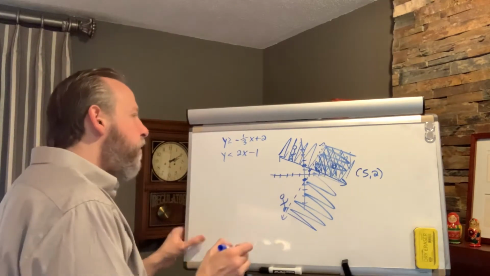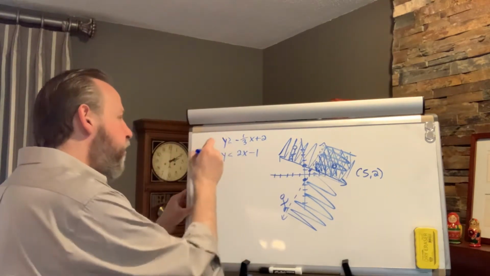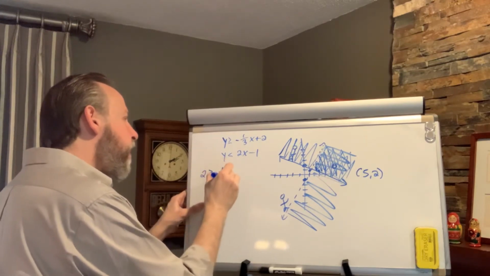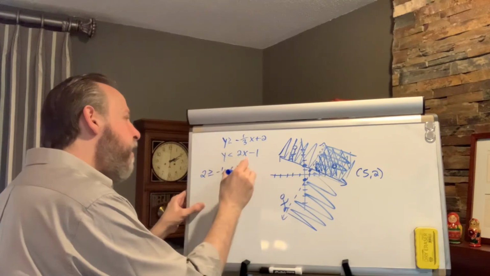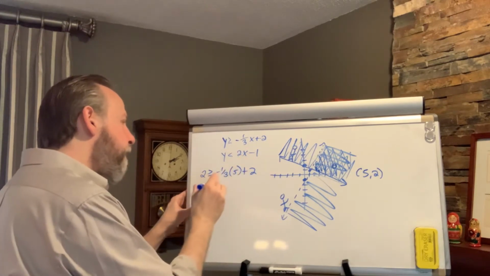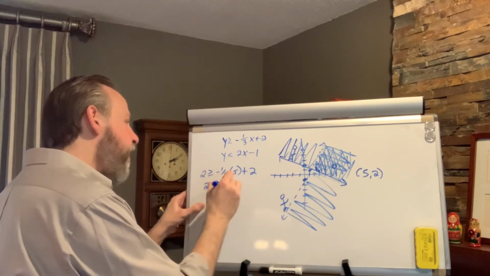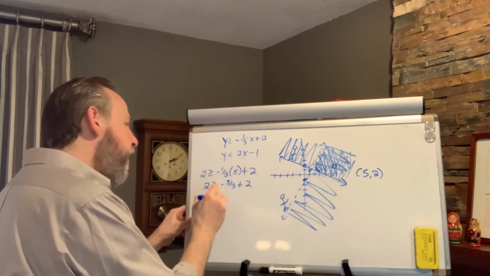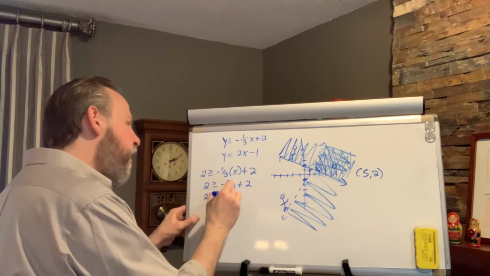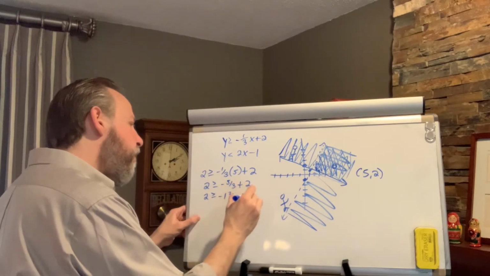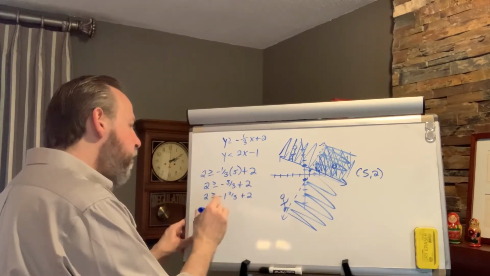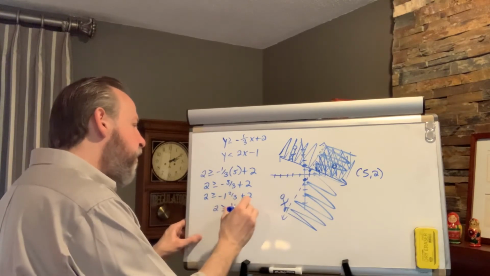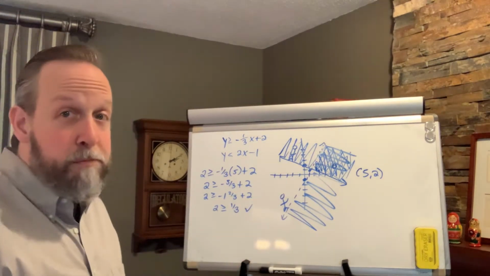All right, if it works, it's got to work for both. So I'm going to do the first equation first. 2 has to be greater than or equal to negative 1/3 times 5 plus 2. All right, negative 1/3 times 5 is negative 5/3 plus 2. Negative 5/3 is negative 1 2/3 plus 2, which means 2 has to be greater than or equal to 1/3, which it is. Okay, so far so good.